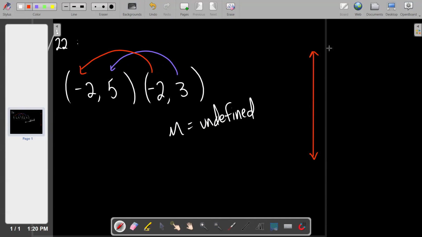X equals some random number, right? Except it's actually not very random. So we know, because we've acquired this knowledge, that a vertical line must be written like this: X equals blank.